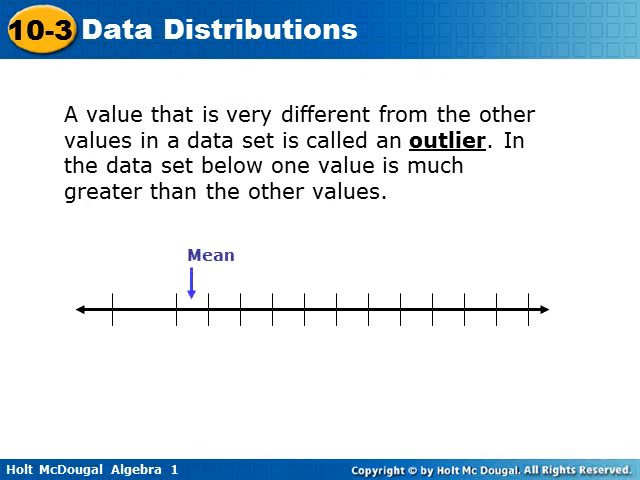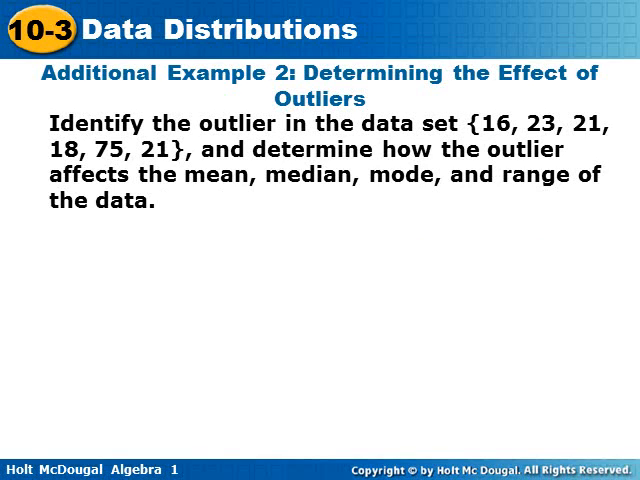A value that is very different from the other values in a data set is called an outlier. In the data set below, one value is much greater than the other values. Identify the outlier in the data set 16, 23, 21, 18, 75, 21, and determine how the outlier affects the mean, median, mode, and range of the data.